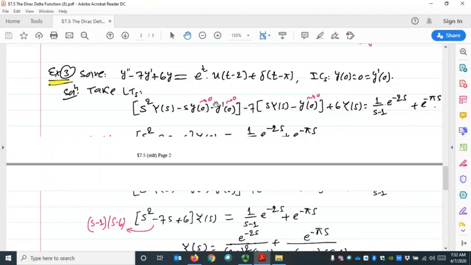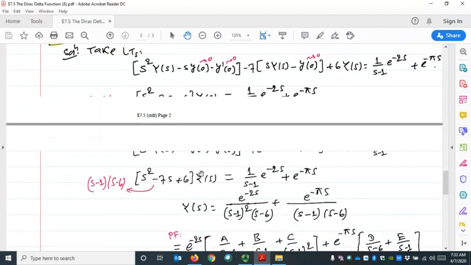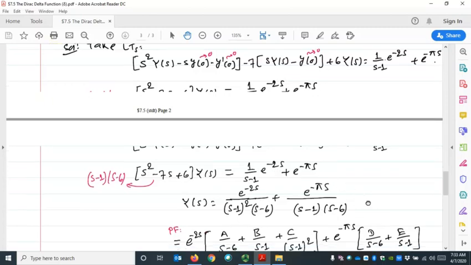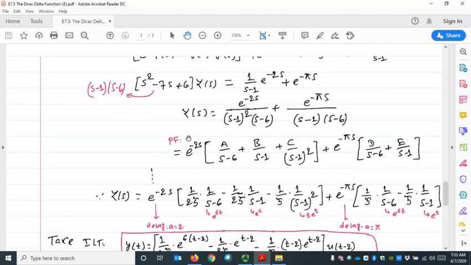Next, put in the initial conditions and solve for capital Y of s. So this is just the s square from there, negative 7s there, 6 there, and then take the other terms to the right side. All terms on the left side are 0, so I only have the right side as it is, 1 over s minus 1 e to the power negative 2s plus e to the power negative pi s. A lot going on here.